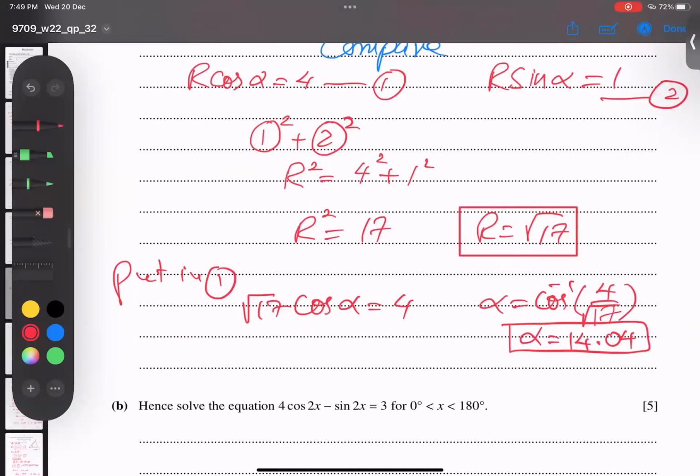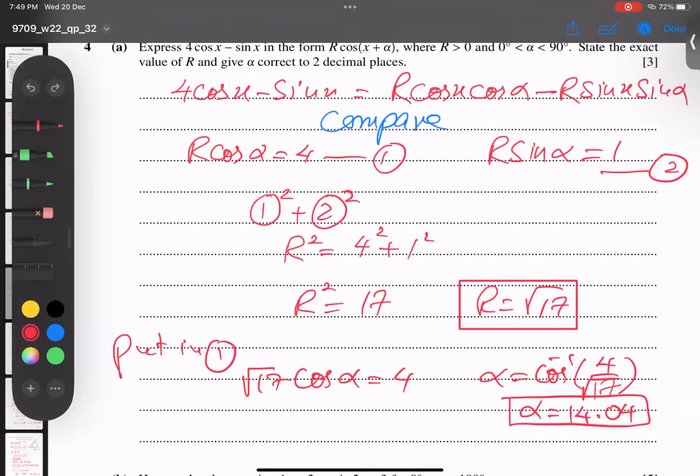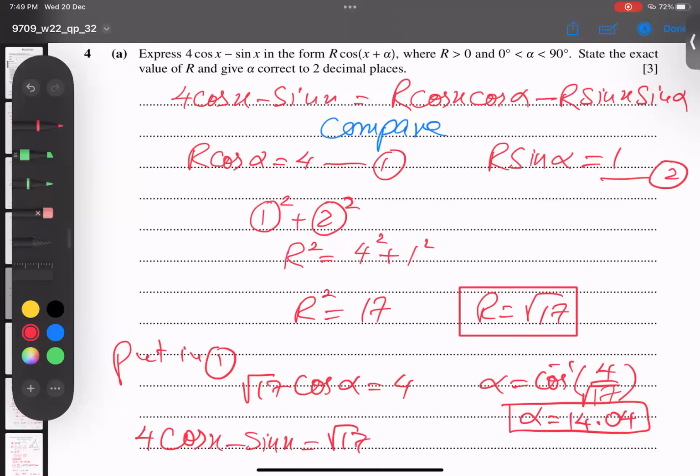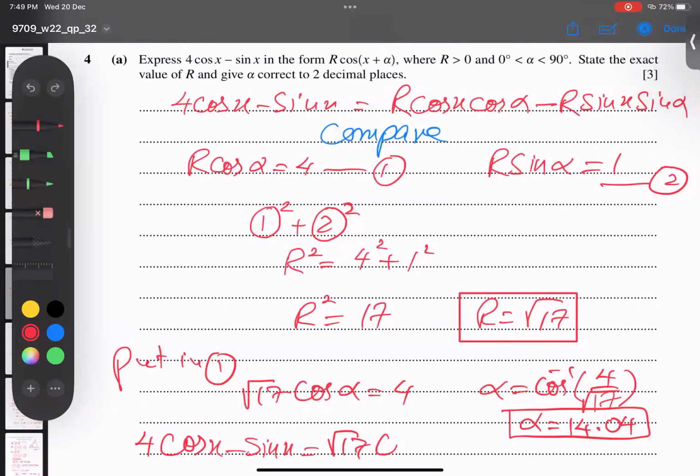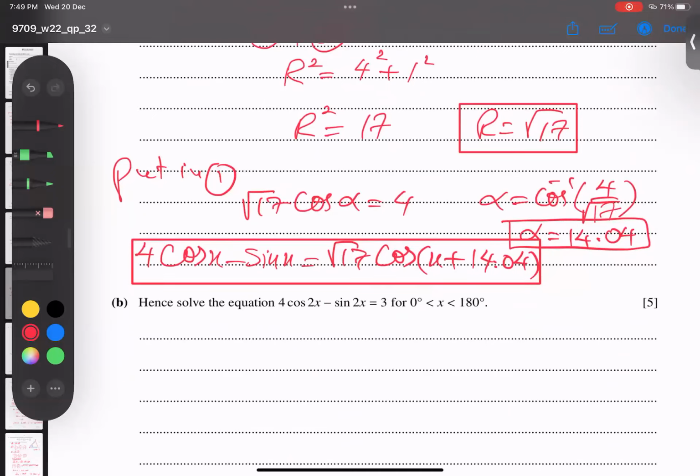And don't stop there, students. You have to plug both values back into this equation. So I am writing finally: 4 cos x minus sine x, the r value is going here, so root 17, and then cos of x plus alpha, where alpha is 14.04. And this is my final answer. This is done. Now let's talk about the next part.